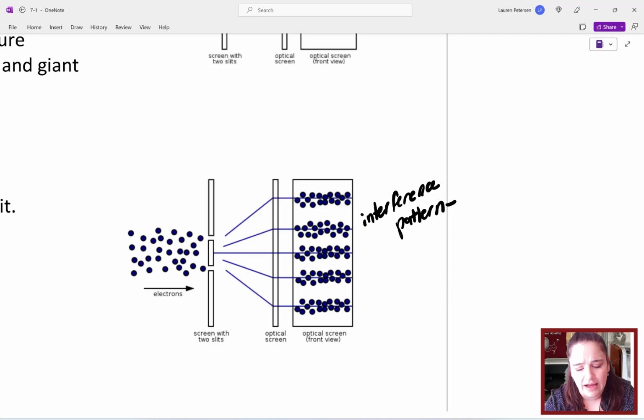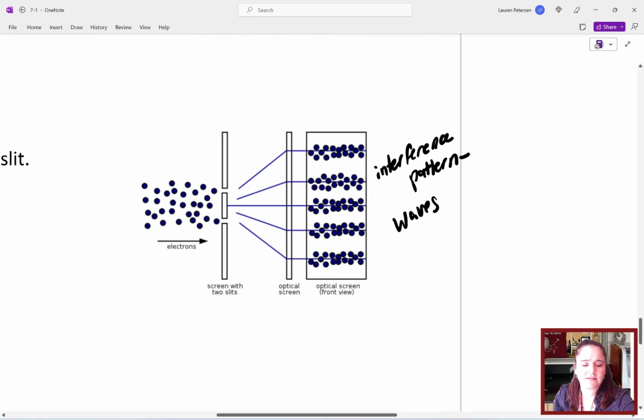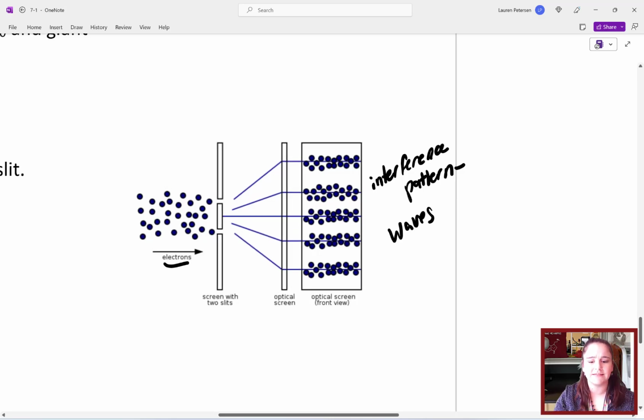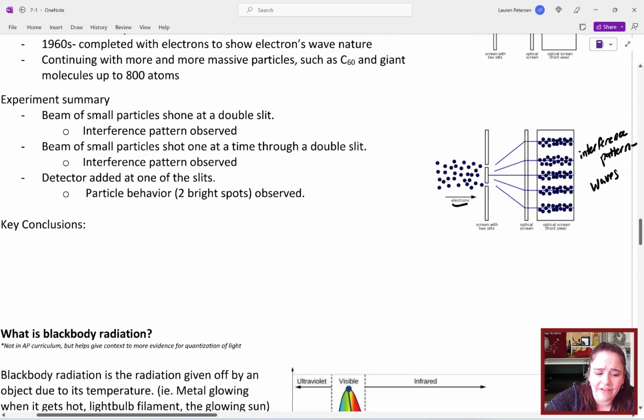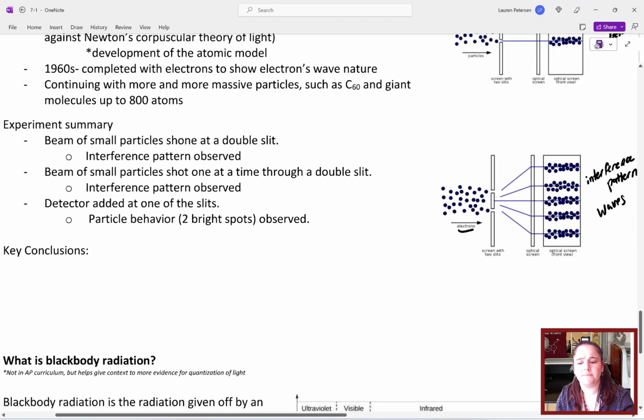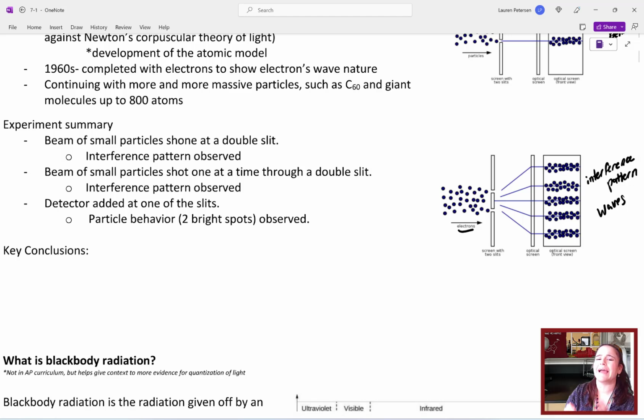Now, particles don't have an interference pattern, waves do. What happened was when we shone electrons at this double slit, we got an interference pattern like waves. And so scientists were like, WTF, okay? Something must be going on. Maybe they're bumping into each other and getting in each other's way, and that's what's causing the pattern. So let's shoot them one at a time. And so they shot them one at a time through this double slit. And again, they saw the interference pattern and they were like, okay, well, this is confusing.